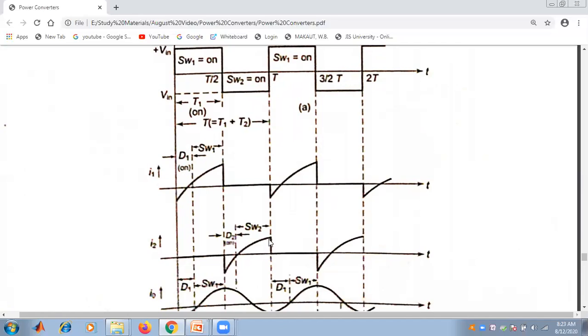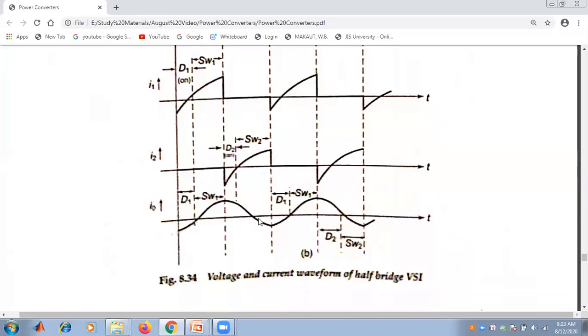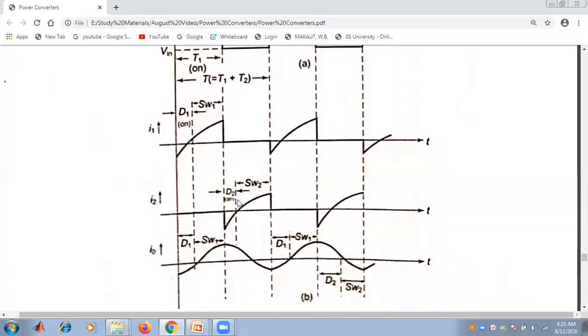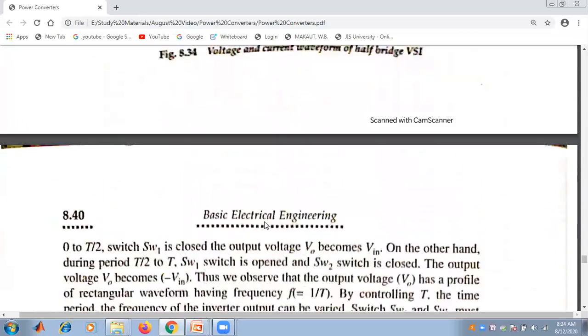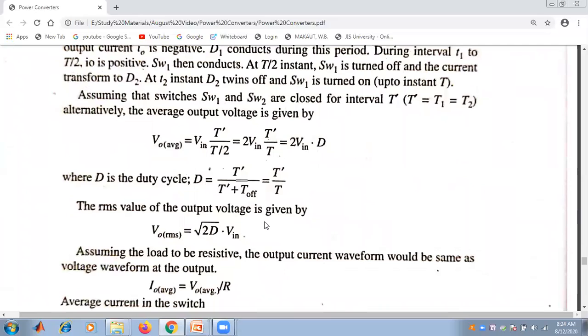Same pattern will be followed, that is the I2, that means when the switch 2 is on, the pattern of the input current that is seen, and this means the diode D2 is on. Here the diode D1 is on, here the diode D2 is on. And this is the entire output current. It is clear that the nature of the entire output current is that the diode D1 is on, again switch S1 is on, followed by diode D2 is on, and again the switch S2 is on. This is the entire output current. The nature of the entire output current, voltage and current waveform for the half bridge VSI, the voltage source inverter.